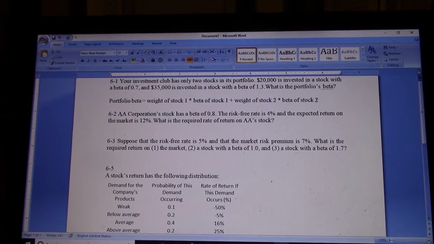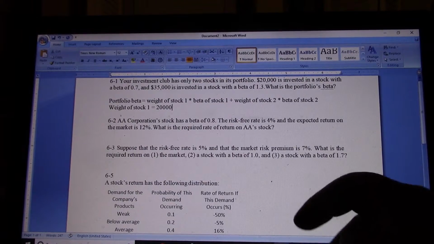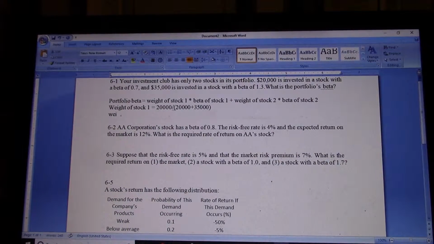Okay, so beta of stock 1 and 2 are given, and the weight of stock 1 is not given. But since we know 20,000 was invested in stock 1, and the total amount is given, this is the weight of stock 1. Weight of stock 2 equals similar, but we should use the amount of stock 2. So you can plug these numbers into the equation, and you should get the portfolio beta.